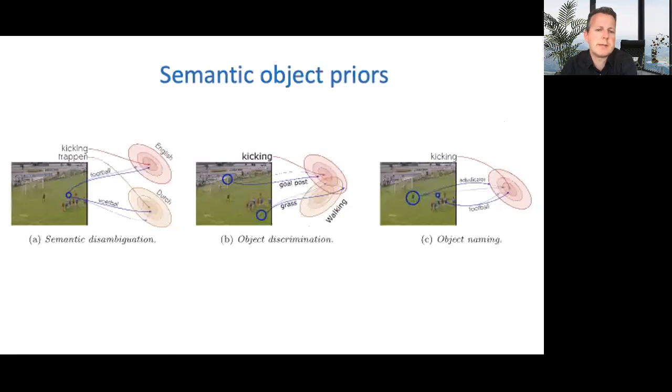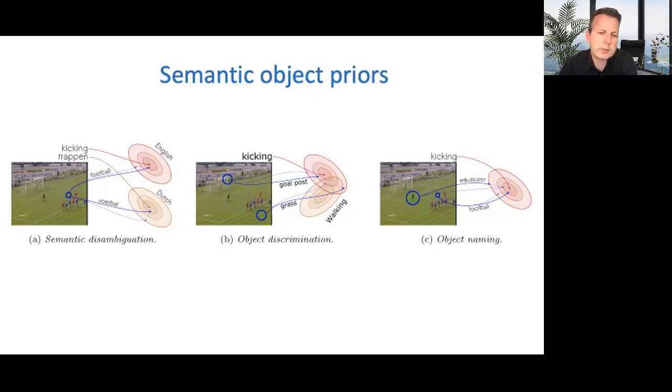Those semantic object priors are summarized as follows. The first one emphasizes semantic disambiguation, and for this we use multilingual embedding. Rather than relying only on an English language embedding, we use the fact that objects and actions go together in many languages, and we can reduce ambiguity by relying on multiple languages. Here in the example, the object football is enforced because its semantic similarity is high across languages, for both English and Dutch.